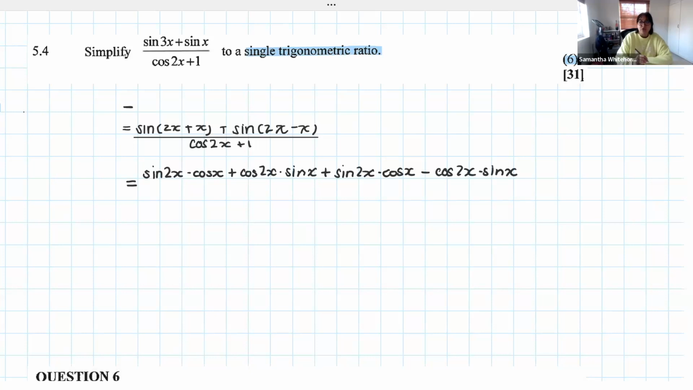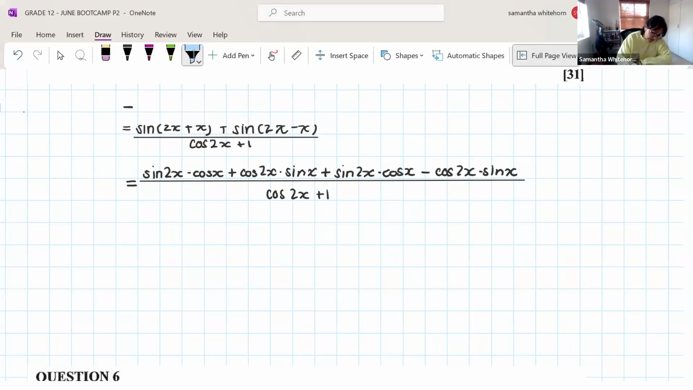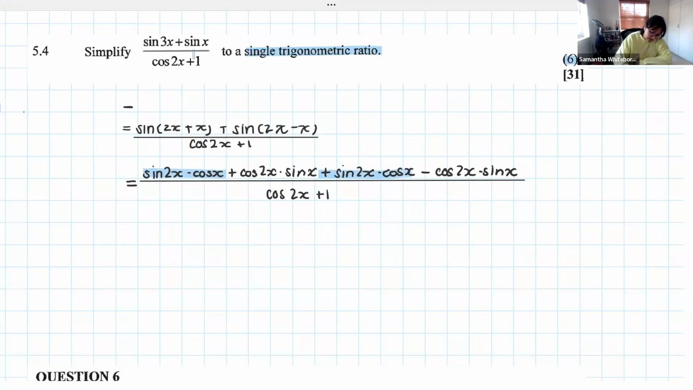Fully aware that that is not very nice. Okay, it's not very nice to look at, not very nice to deal with. But hopefully we're going to have some like terms that we can eventually cancel and simplify, and it's going to make our lives easy. So let's see what we have. We've got a sine 2x cos x plus a sine 2x cos x, like terms.